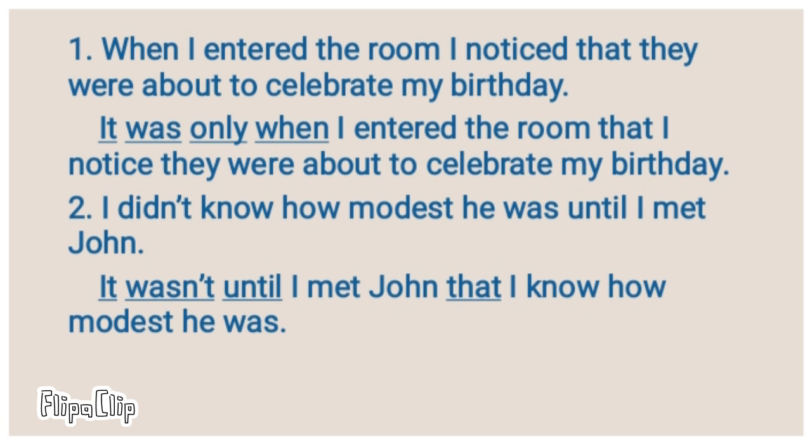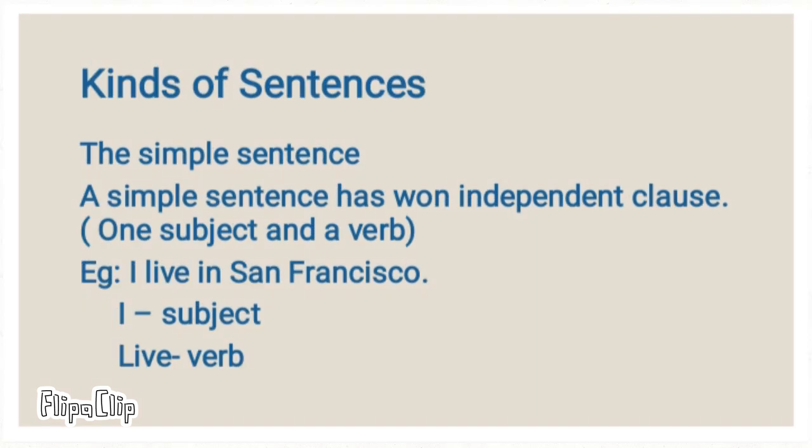Now let's move on to three kinds of sentences, which are simple sentence, compound sentence, and complex sentence. A simple sentence has one independent clause, one subject, and a verb. For example, I live in San Francisco. I live in San Francisco is an independent clause. There is a subject, I, and there is a verb, live.